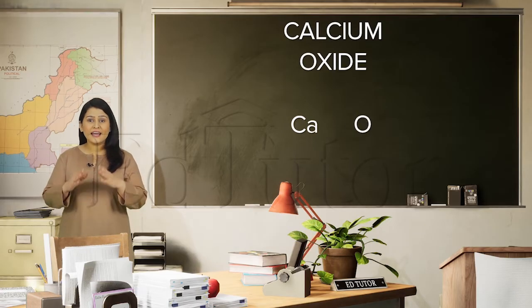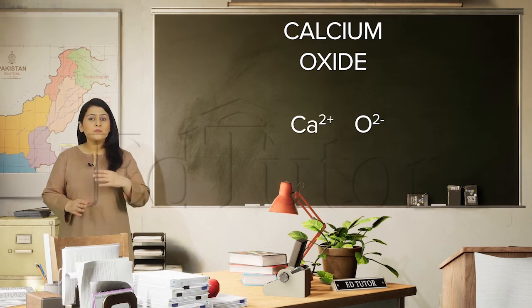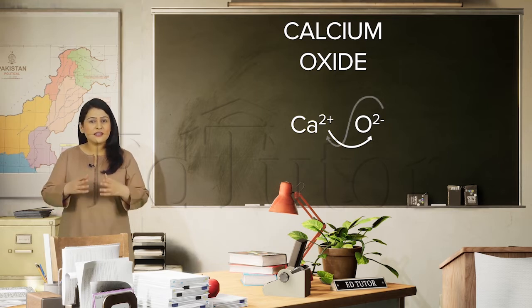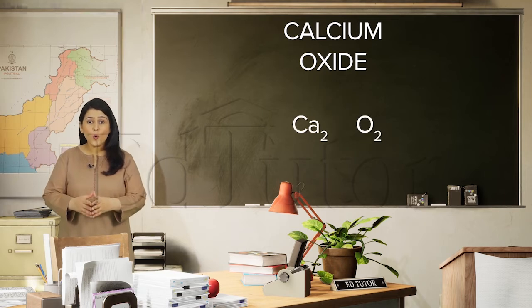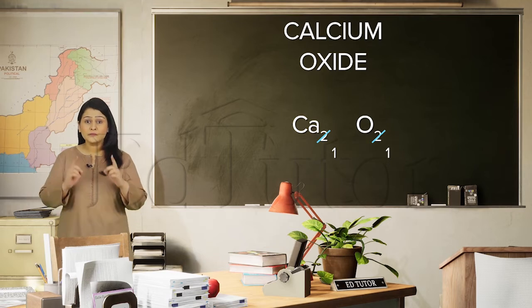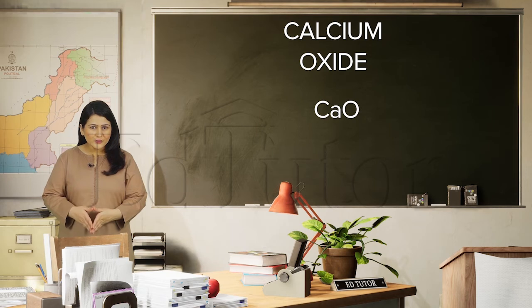For calcium oxide, calcium is 2 positive and oxygen is 2 negative. So just ignore the charges and move the 2 positive of calcium to the subscript of oxygen and the 2 negative of oxygen to the subscript of calcium. This becomes Ca2O2. But this can be further simplified by 2. So it means it will become CaO. Consequently, the formula of calcium oxide is CaO.